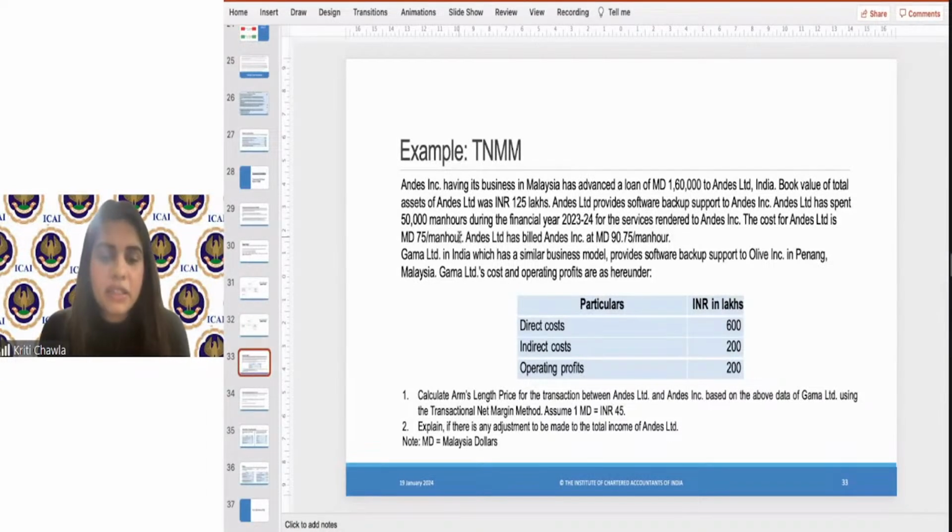So coming back, this is the question. Please take a minute to go through the question on TNMM and then we'll discuss it further. This is the question that we have for TNMM. Meaning to say, what you do under TNMM is to compare profit margin with the unrelated parties' profit margin and then see if there is a difference.